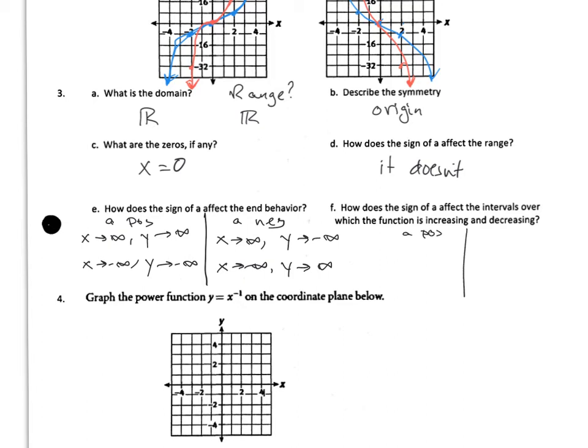Increasing and decreasing? Well, if it's positive, it's always increasing. This thing never turns around. It looks like it's going uphill all the time. Even when it crosses the x-axis, even on the fifth, where it has that awkward pause, it's still increasing. It's slight, but it's still increasing. So if A is negative, it's always decreasing.